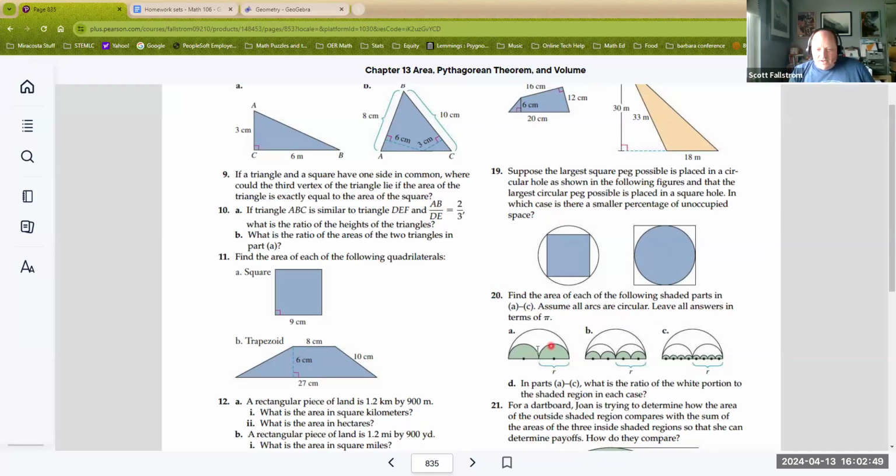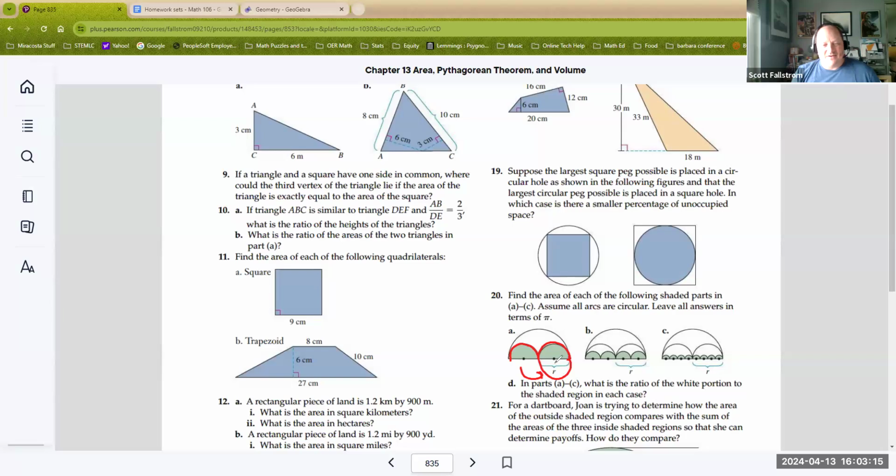For question 20, again, they give you an R value. These are circular arcs. So here comes a fun fact. If you're trying to find the area of these two little pieces here, think of putting them together. So this is one half circle. This is a half circle. We'll put them together. And what do you have? You have a whole circle.